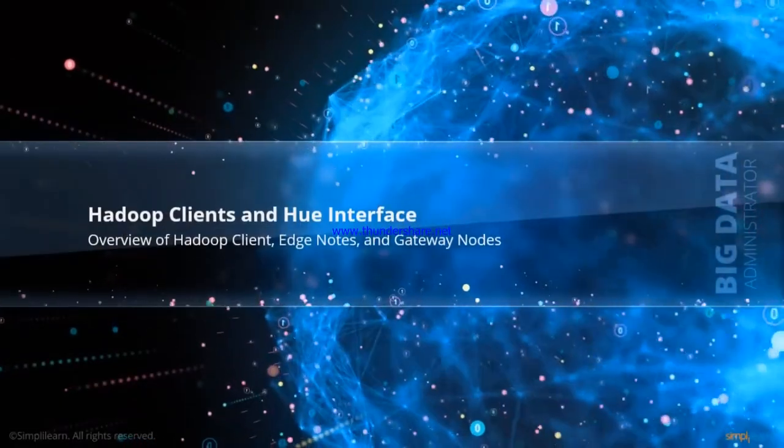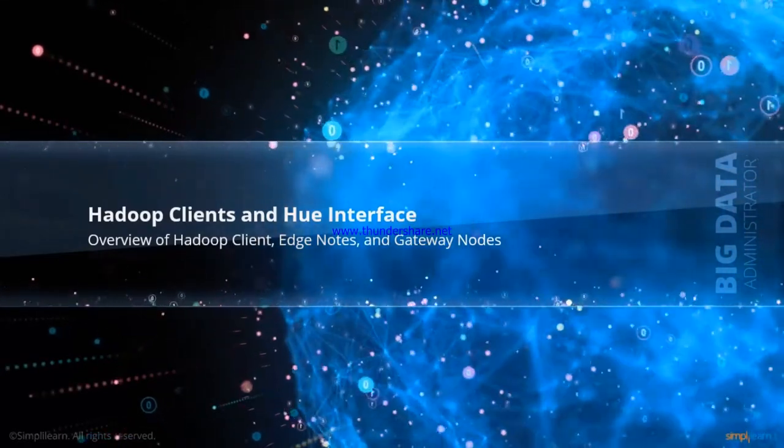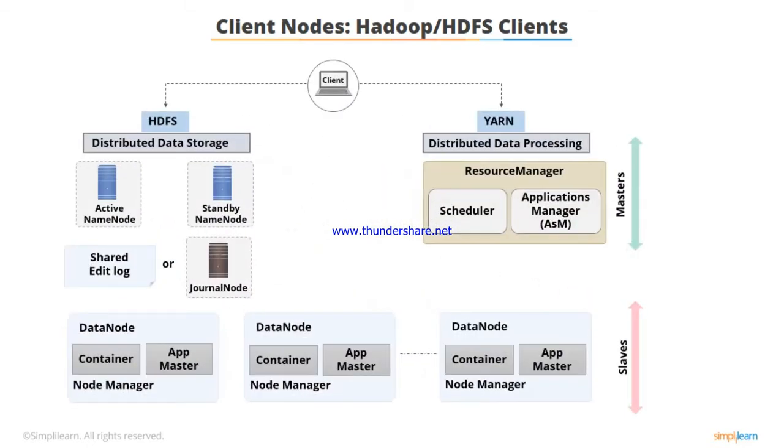In the first topic of the lesson, you will learn about Hadoop client, edge nodes, and gateway nodes. There are three main categories of machine roles in Hadoop deployment. These include client machines, master nodes, and slave nodes.